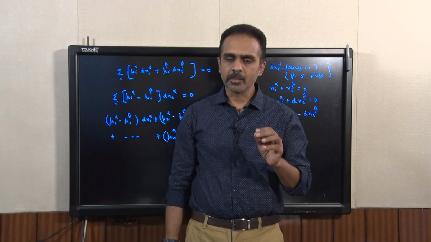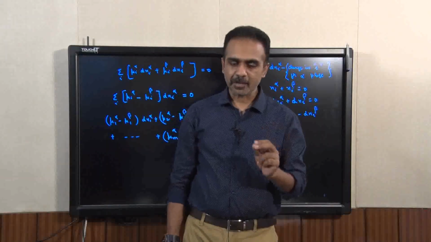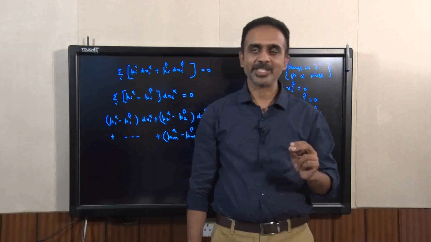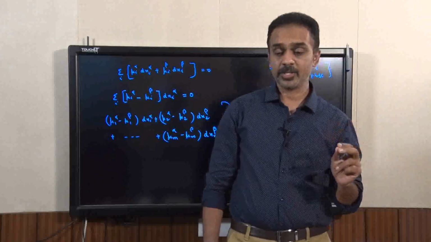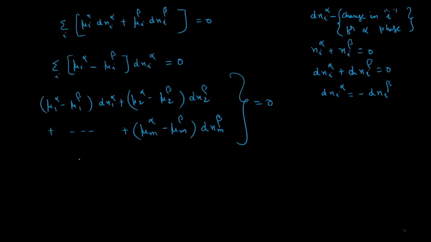Now, each of these components, N1 alpha, N2 alpha, etc., are independent and arbitrary. We can choose the number of moles for any of the species arbitrarily, and they are independent of each other. And because of that reason, the only way this expression is going to go to 0 is if each of the terms goes to 0, or in other words, mu 1 alpha has to be equal to mu 1 beta, mu 2 alpha has to be equal to mu 2 beta, and so on, all the way through the mth component. Mu m alpha has to be equal to mu m beta.